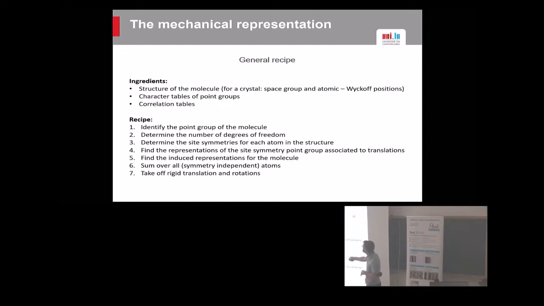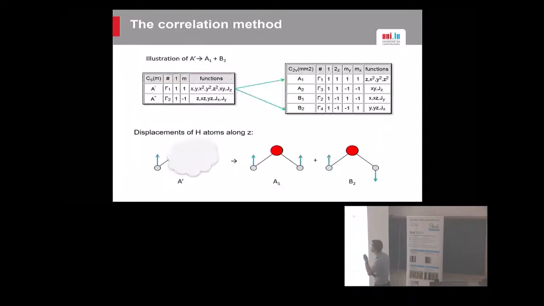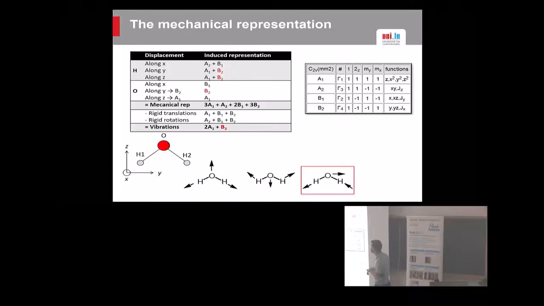And just the ingredients, what you need is just the structure of the molecule. And for a crystal, that would need a space group and the Wyckoff positions. That's all, okay? And then you need the character tables and those correlation tables that are also tabulated, and that's it, okay? So again, this is the ingredients, this is the principle. I will just rush through it, you can go over it for yourself, and I will go directly to the final result, okay? So this is what the final results of this analysis would look like.